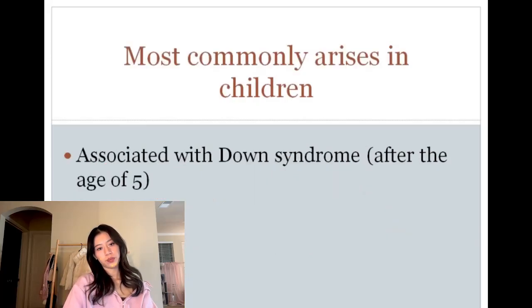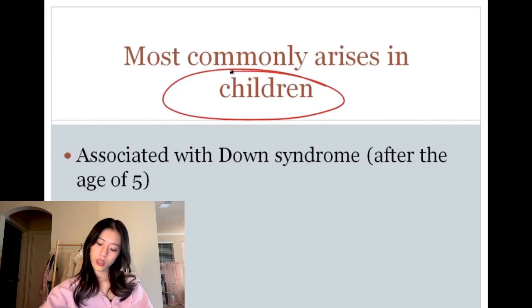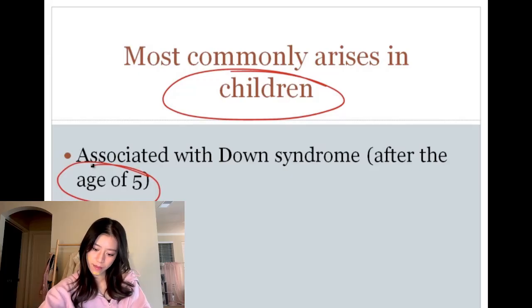Of course, ALL most commonly arises in children. One very high yield association is that ALL can be associated with Down syndrome, but usually after the age of 5, and that's going to be important a little later in our discussion. Patients who have Down syndrome can develop ALL, but usually it's after the age of 5.